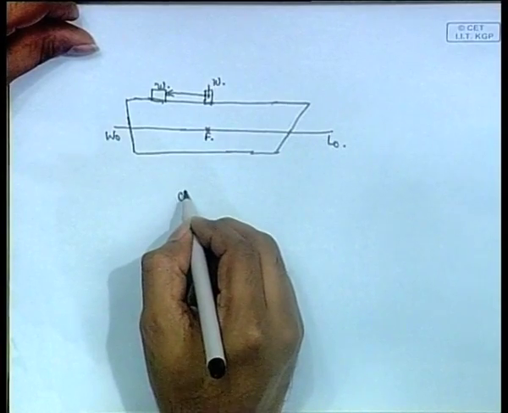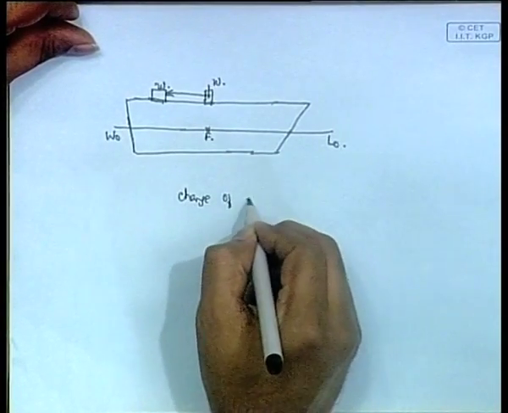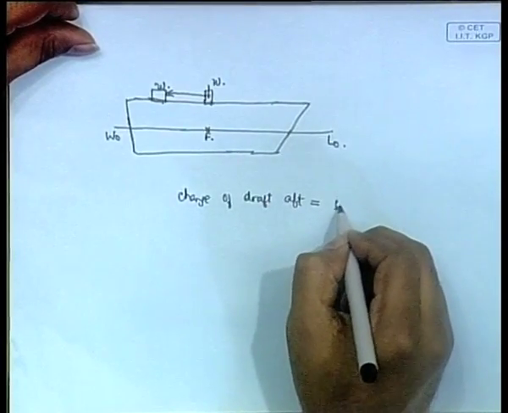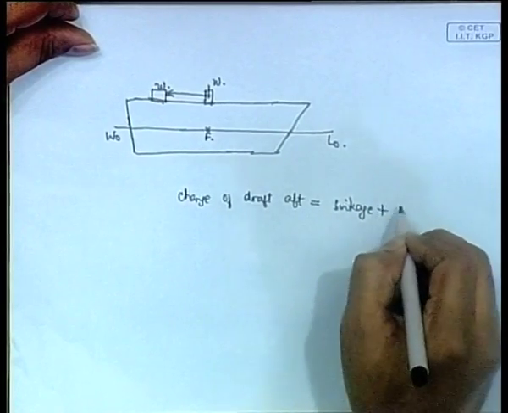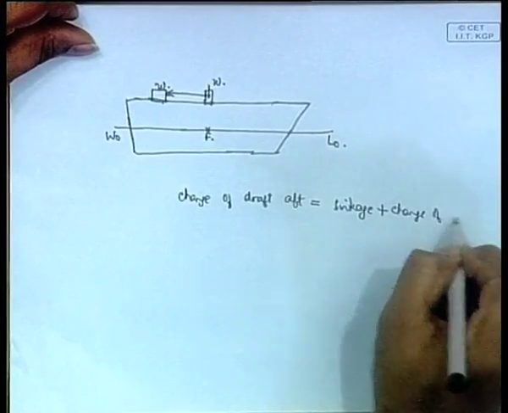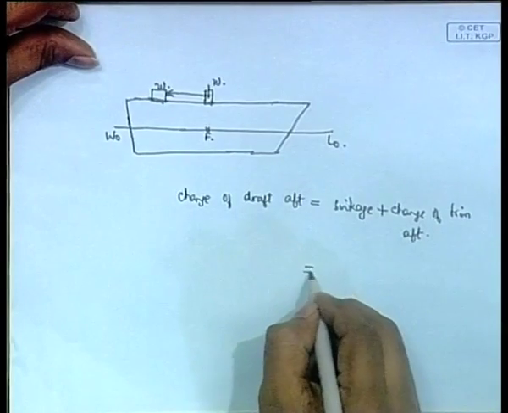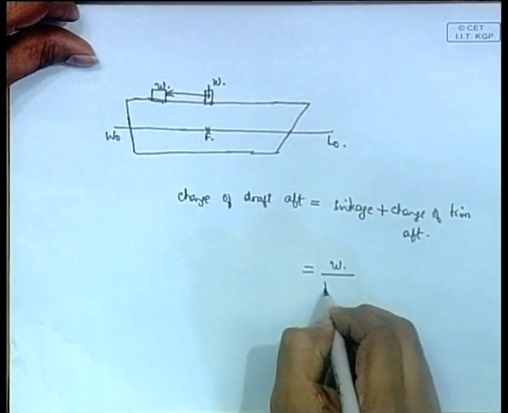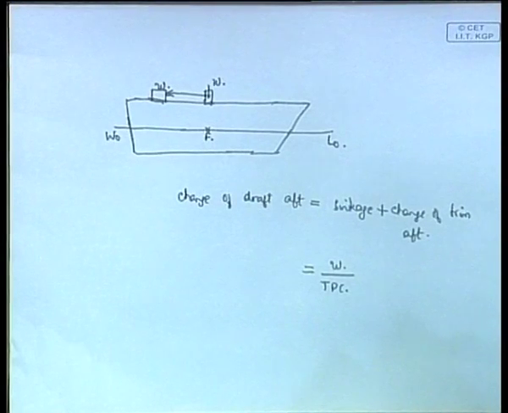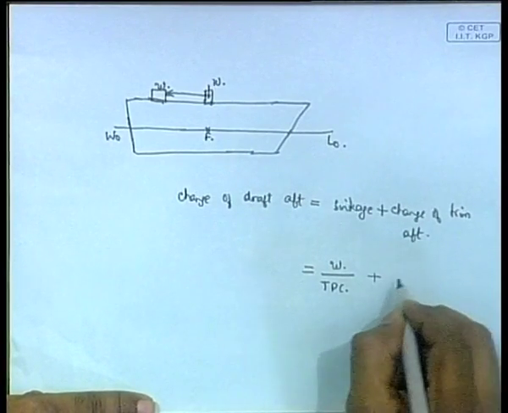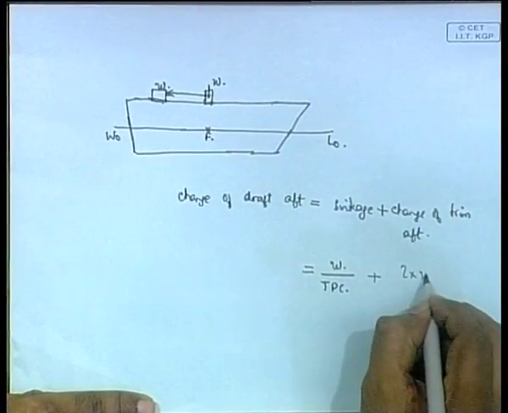Now, what will be the change of draft aft? It will be equal to the sinkage plus change of trim aft. These formulas you just have to memorize. Sinkage is always given by this formula, W divided by TPC. W is the weight added, TPC is tons per centimeter immersion. Therefore, you will get the sinkage in centimeters, not in meters. Then plus change of trim aft, and for that you have to remember this formula.